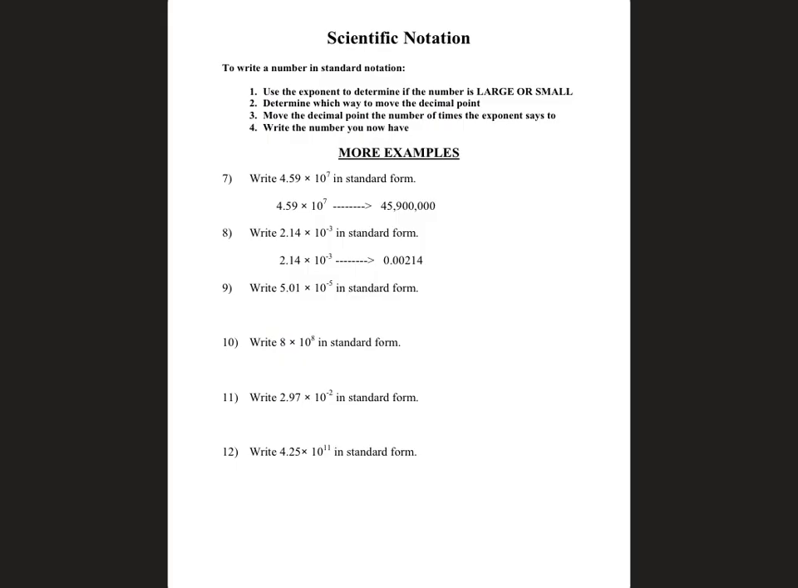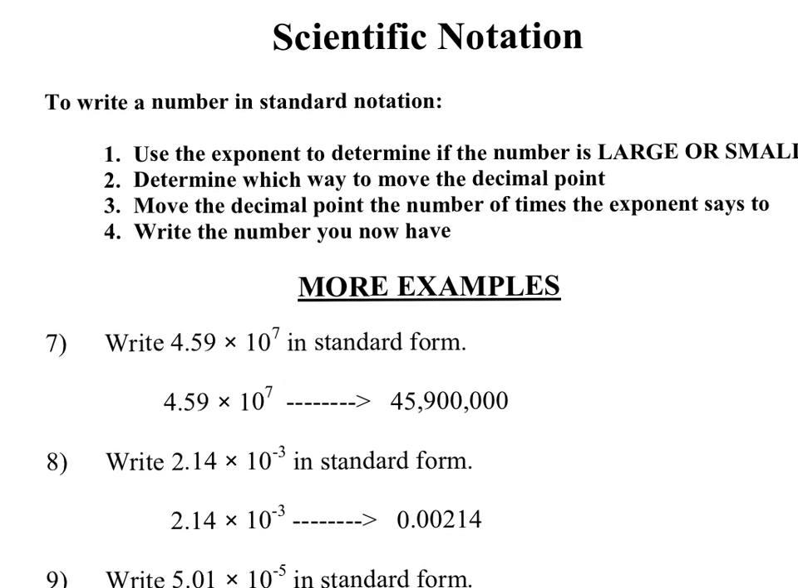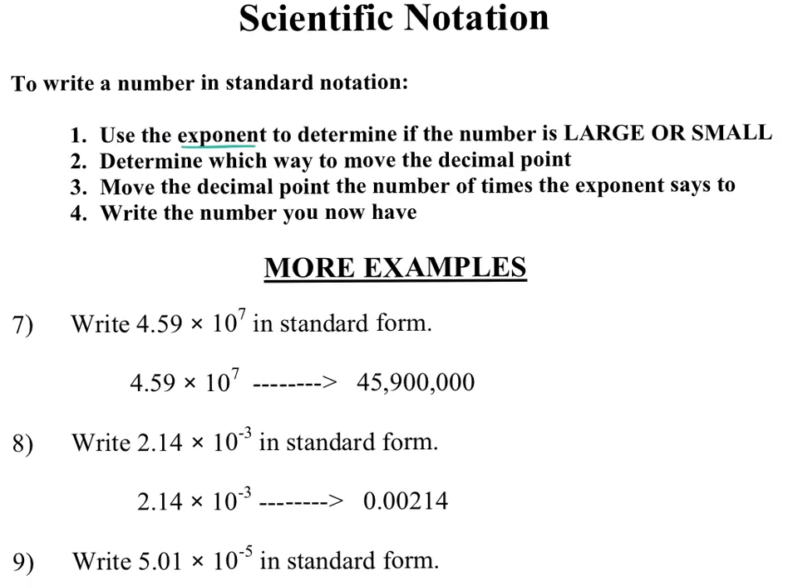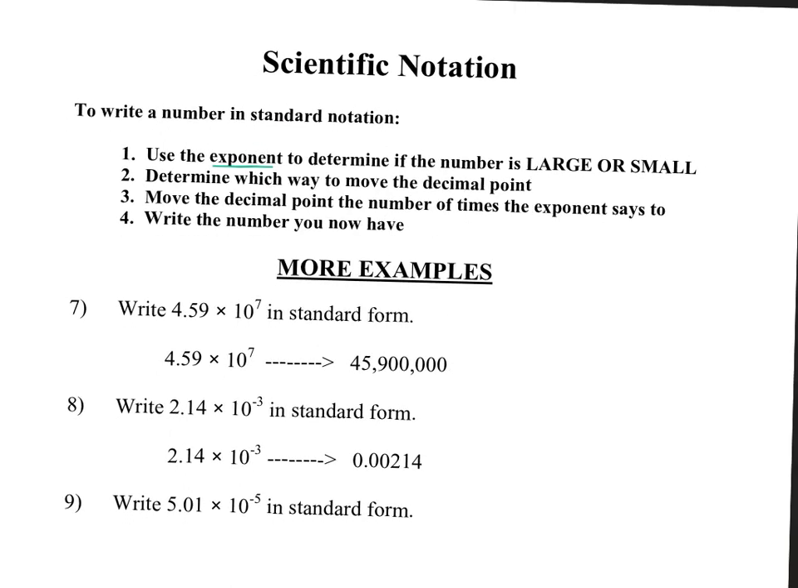For our last examples, we're going to now look at scientific notation, and we're going to put it back into standard. So it's pretty much the same steps, except we're doing them backwards. So the first thing we're going to start with is we're going to recognize by using that exponent whether something is going to be large or small. So we're going to look at whether it's a positive or a negative exponent.